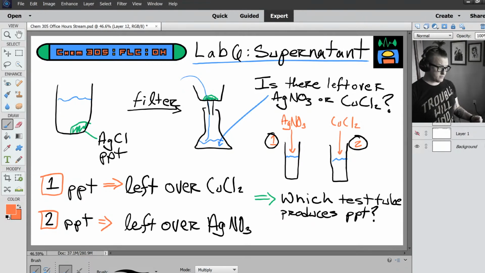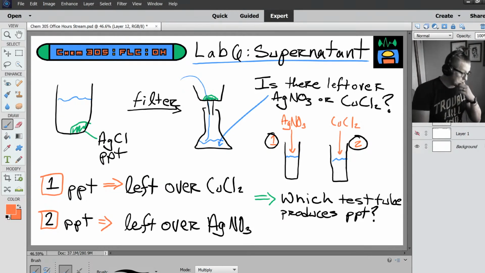Okay, that may have been confusing. Let me know if it was, and I'll go over it again, but approach it from a different angle. Okay, awesome.